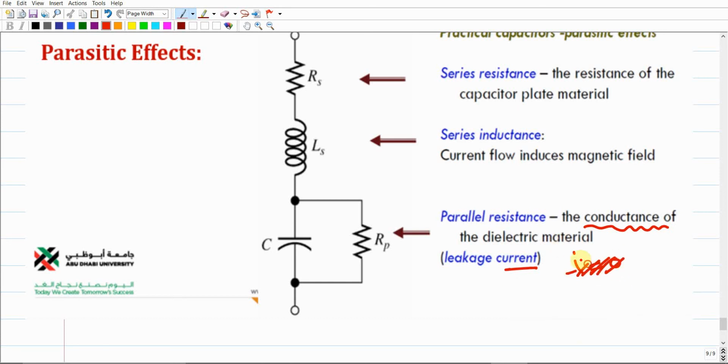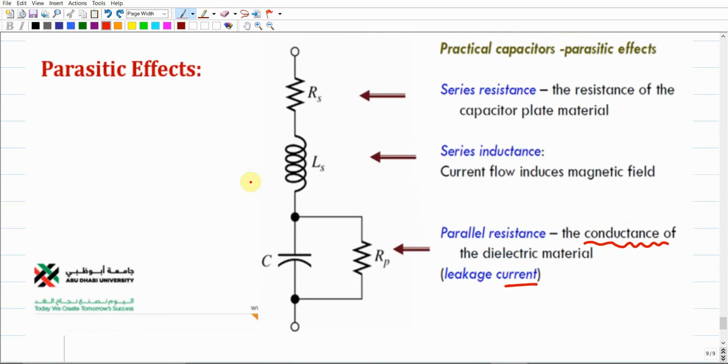But this is an ideal case. There is no dielectric material that can give us 100% zero current. Anyway, there should be some current, some leakage in the current. Because the dielectric material would allow a very small current to pass through it, it has a resistance that is not infinity, and that's why the conductance of this dielectric material should be represented as a parallel resistance to the capacitor. So this is not ideal, this is the exact model of any capacitor.